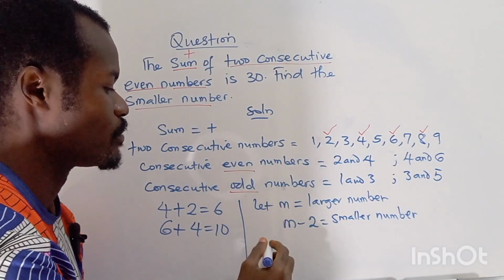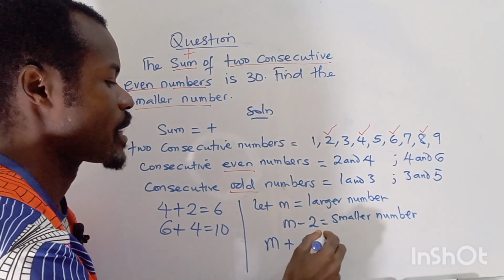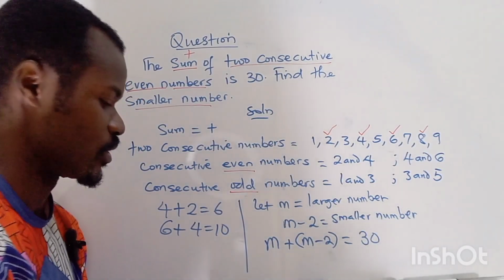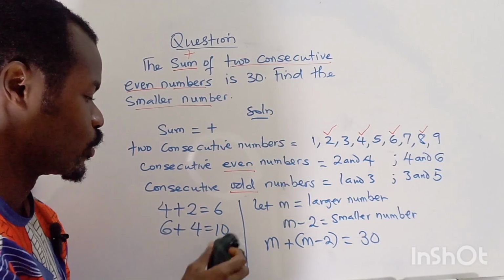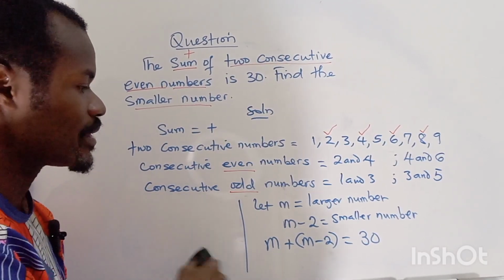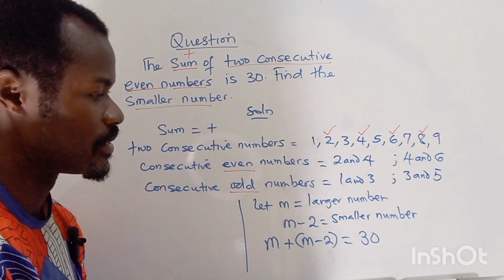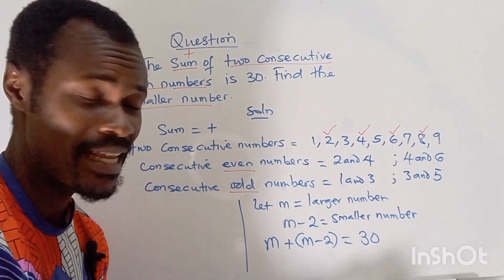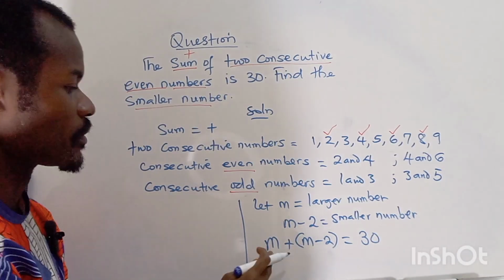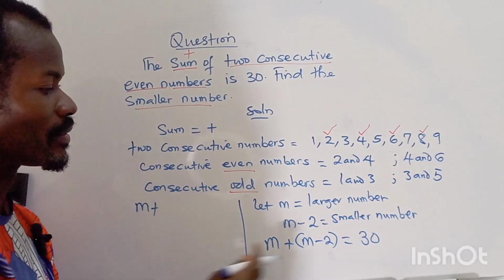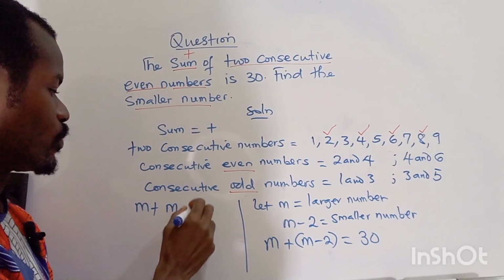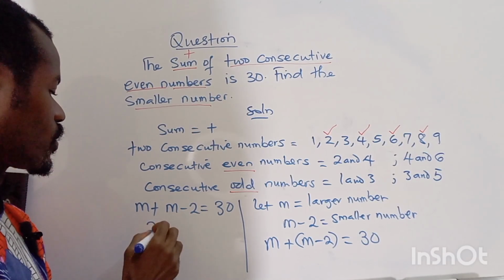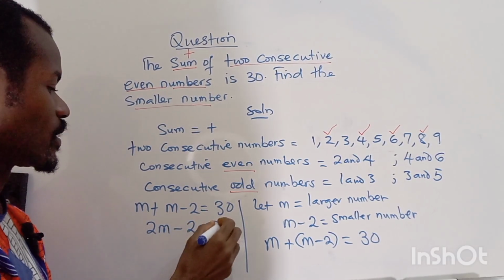What this means is the larger number n plus n minus 2 is going to give us, in this case, 30. This is also another approach to look at this problem. Now let's solve this out and see what we get. Remember, n is the larger number. So if we solve for n here, we have solved for the larger number. So we have n plus n minus 2, you can open the brackets, which is equal to 30. Now n plus n is going to give us 2n minus 2, which is equal to 30.